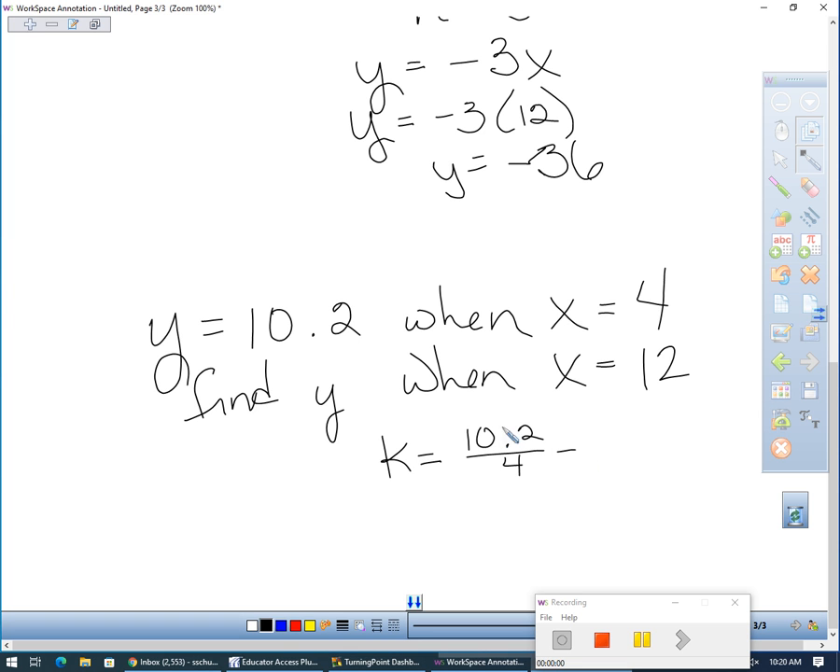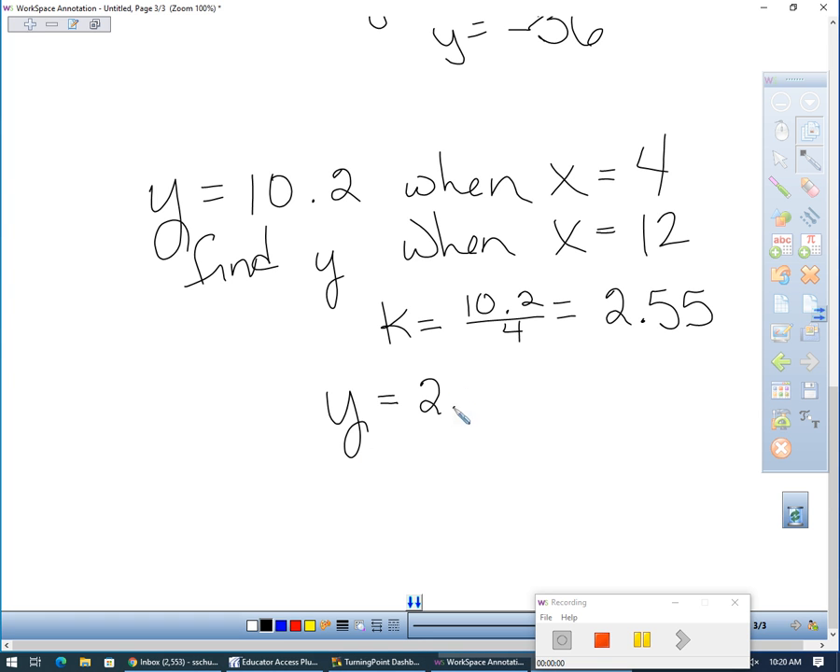And since it's already a decimal, we're going to put our answer as a decimal. So go ahead, grab your calculator, type in 10.2 divided by 4. All right. Now we're going to write our equation. Y equals 2.55x. And what is the very last thing we do? Plug in what? 12 for what? X. Very good. So y equals 2.55 times 12.